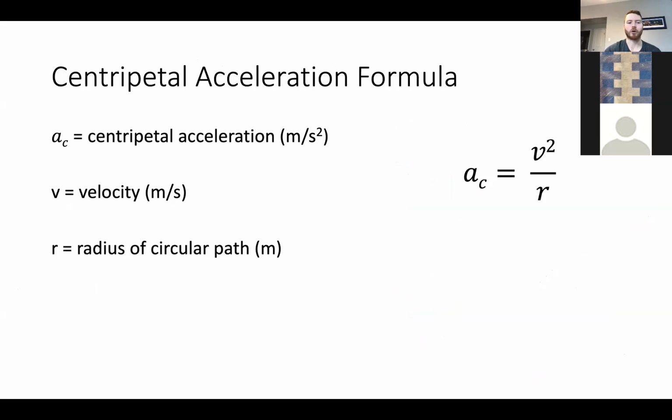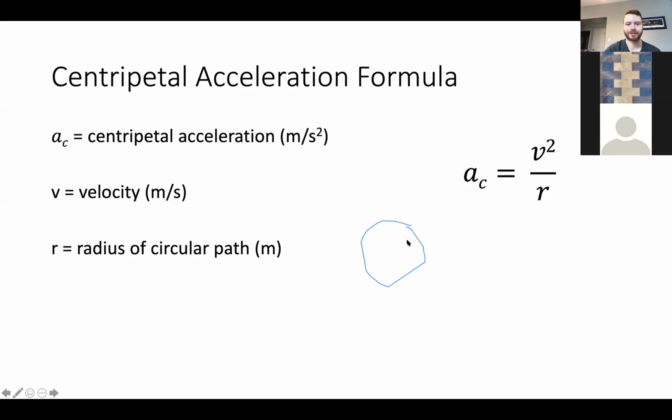Here is the formula for centripetal acceleration. You will find this on your formula sheet that you guys have been using for the semester. So we have centripetal acceleration, a_c, in the units of meters per second squared, because it is acceleration, is equal to the velocity squared divided by the radius of the circular path. Now remember, the radius is only half of the diameter.